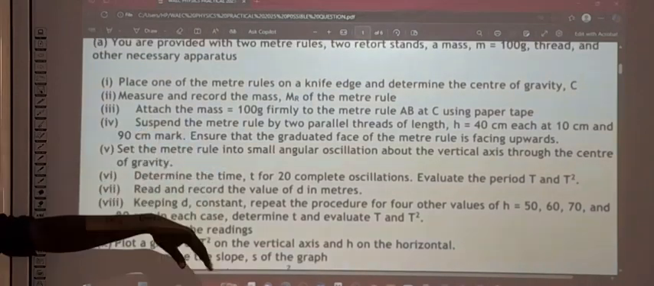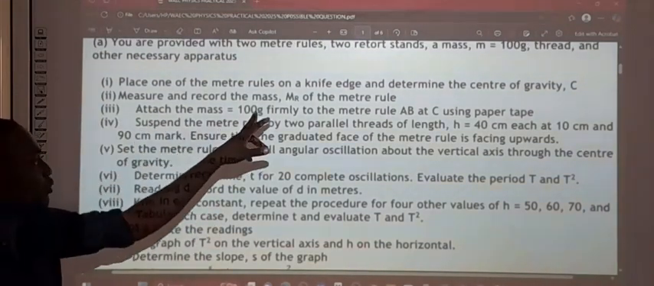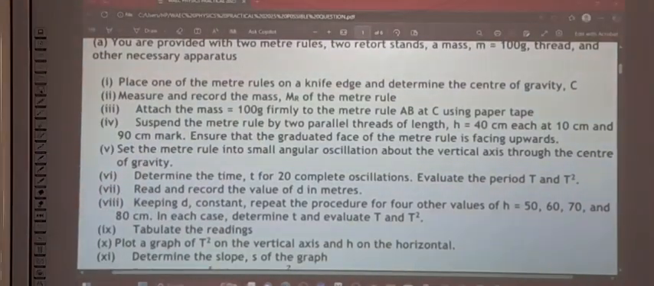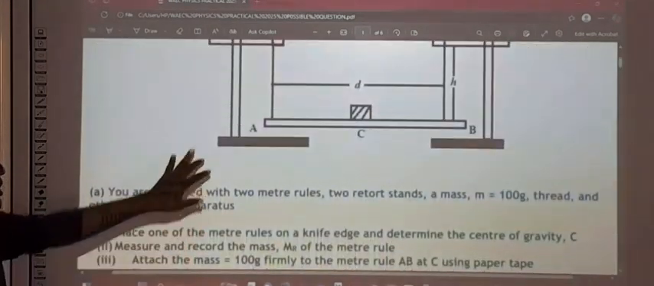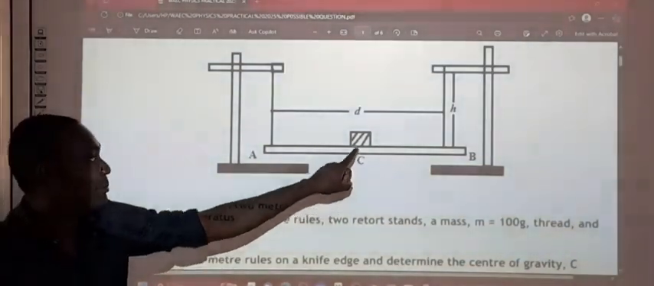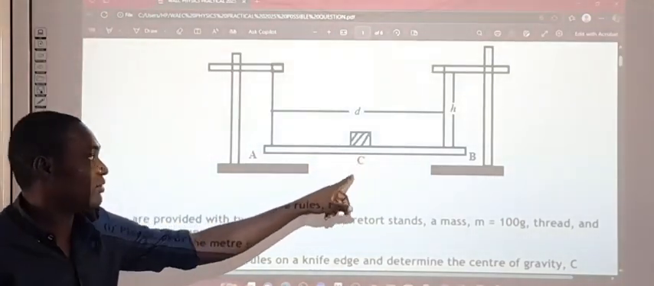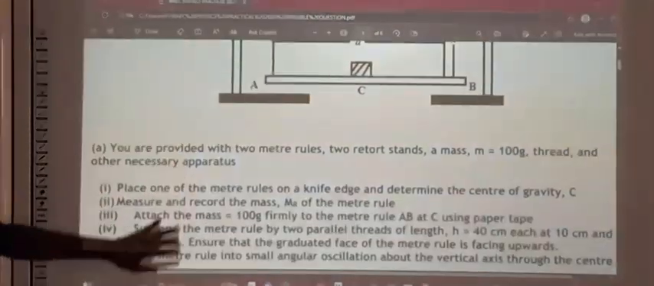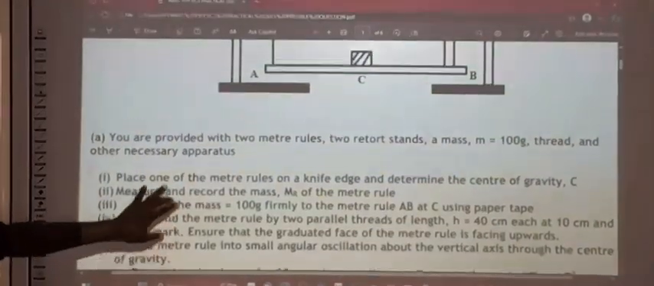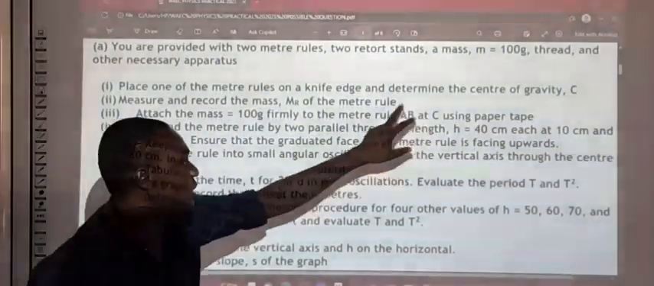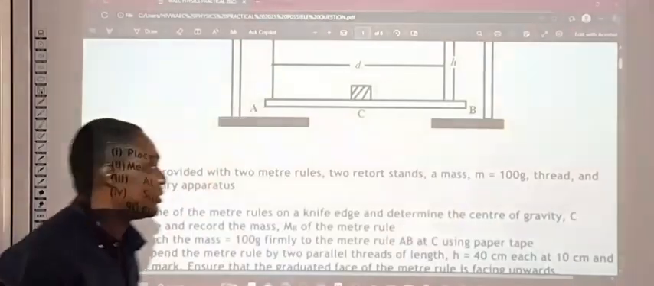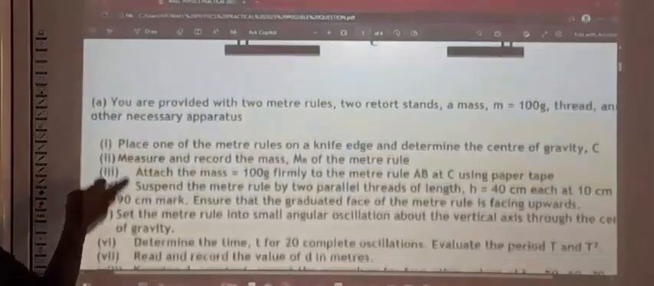Follow the procedure. Attach the mass M equal to 100 grams firmly to the meter rule AB at C using a paper tape. So you can see the mass placed. C is the center of gravity, so we're going to determine that. Then we place the mass at C along AB, which is the meter rule.